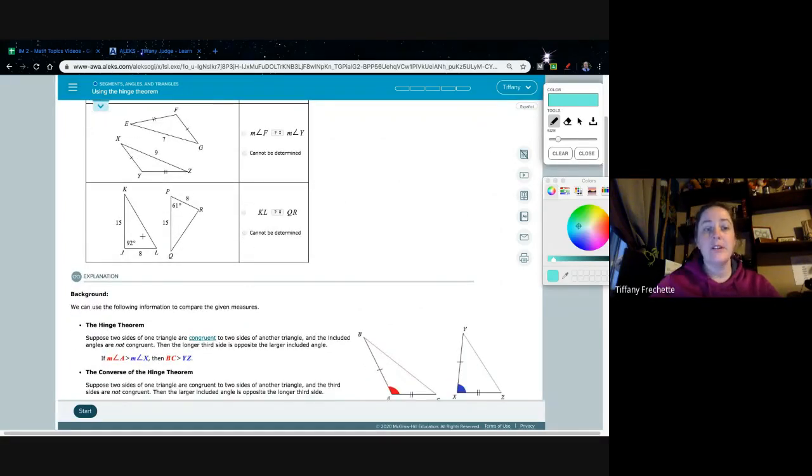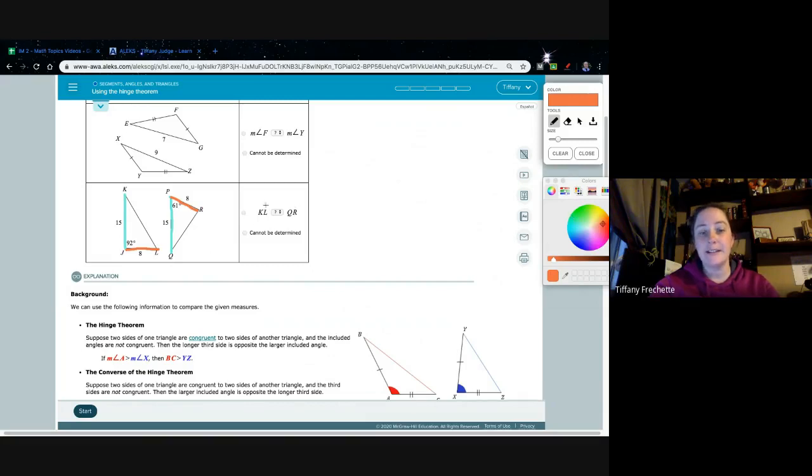So with this one, we're given 15. So I'm going to mark this one. We're given 15 and 15. So we don't have tick marks, but we know 15 matches 15. And then we're given 8 and 8. So we have two sides from the left triangle congruent to two sides of the right triangle.